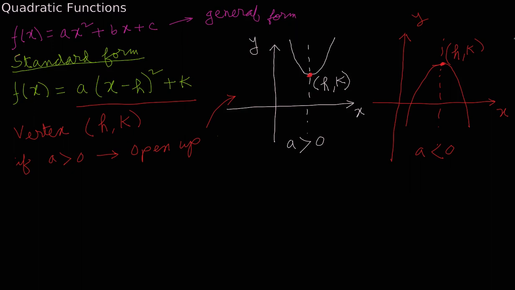Now if a is less than 0, then my parabola opens down, as in the second case. Also I want to notice another thing. When my parabola opens down, the vertex point (h, k) is the maximum point of my graph. So this is basically a little introduction to the standard form of a parabola.